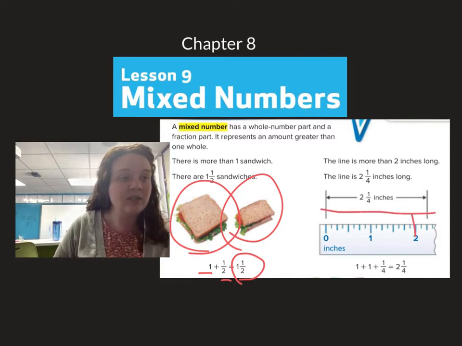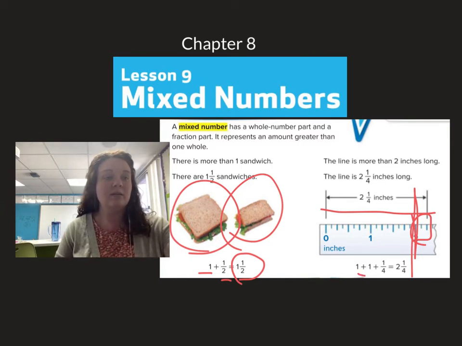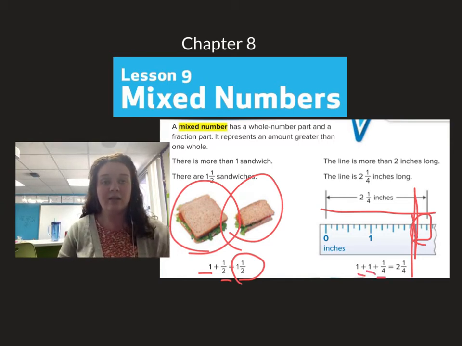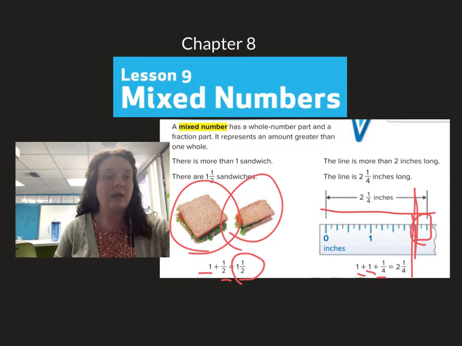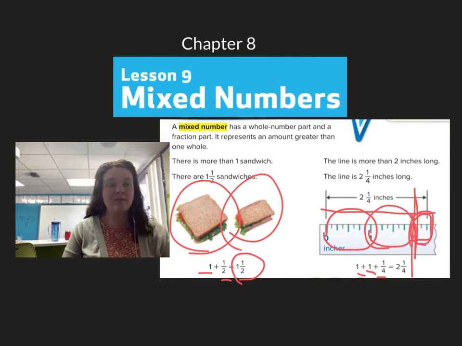Okay, so like this line here is more than 2 inches. It's 2 inches plus 1/4 of an inch. So if I was going to represent that, I would show 1 plus 1 plus 1/4 is going to equal 2, right? 2 and 1/4. So I have 1 inch here, 1 inch here, and 1/4 inch right there. Okay, so these are going to be numbers greater than 1, and they're going to represent the numbers that are between the whole numbers still.